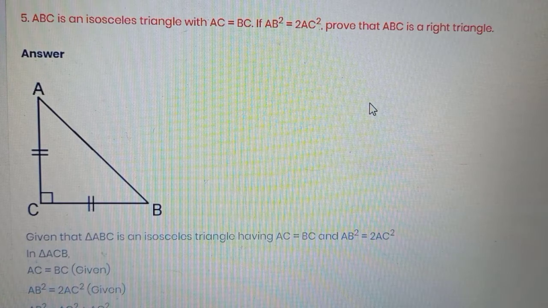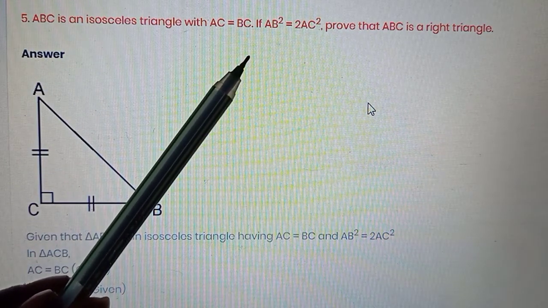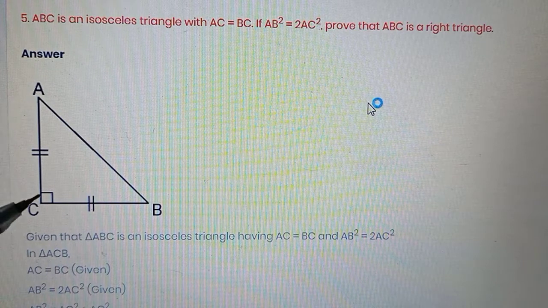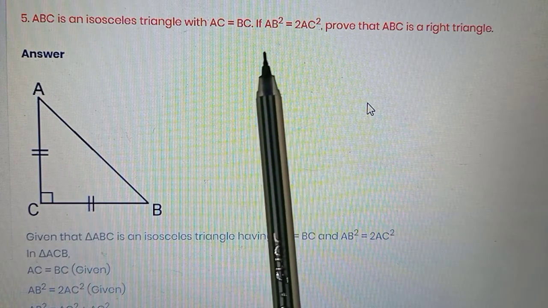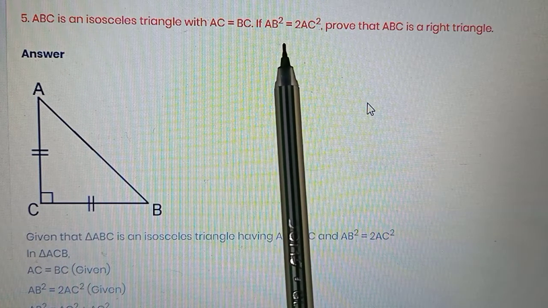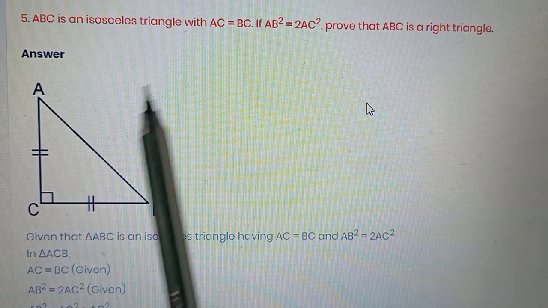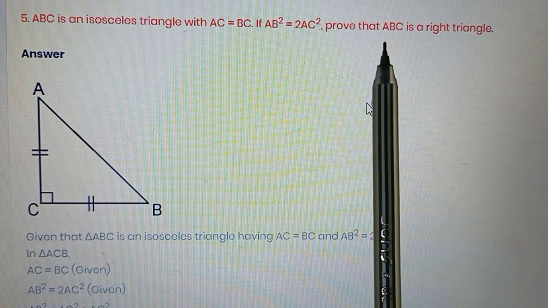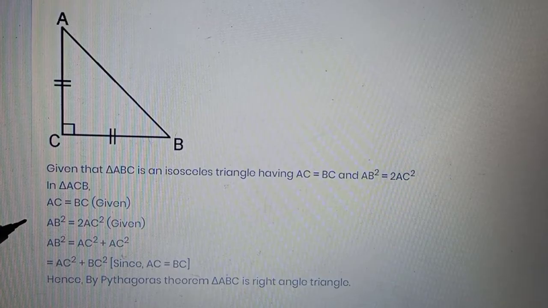Now next fifth one you see is converse of what we have done just now in question number 4. This time again they are saying ABC is an isosceles triangle with AC is equal to BC. Okay, so AC is equal to BC and this condition is given to you. जो ऊपर proof किया था वो अभी given हो गया, that AB square is equal to 2 times AC square. Okay, and then you have to prove that this triangle would be actually right angle. Okay, so let's see how.